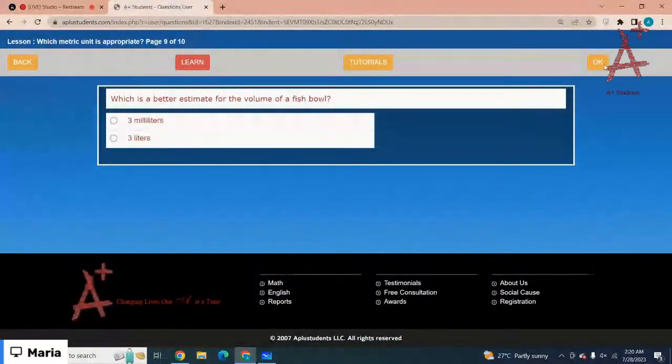Okay, good. Which is a better estimate for the volume of a fish bowl? 3 milliliters or 3 liters, which is the correct option? The correct option is 3 liters, because for a fish bowl, 3 milliliters is very small.